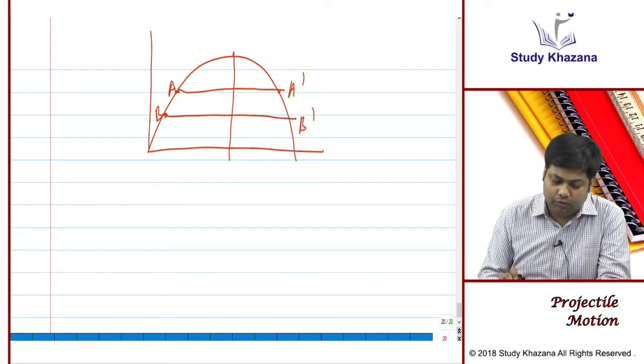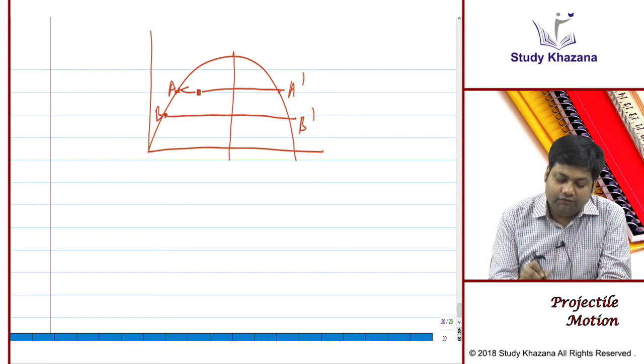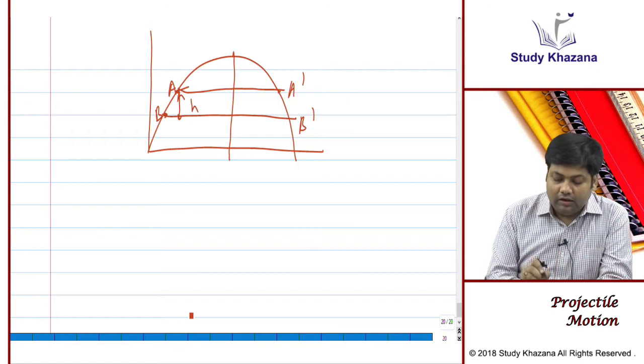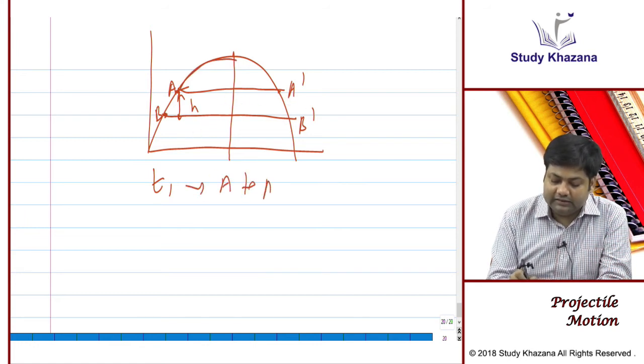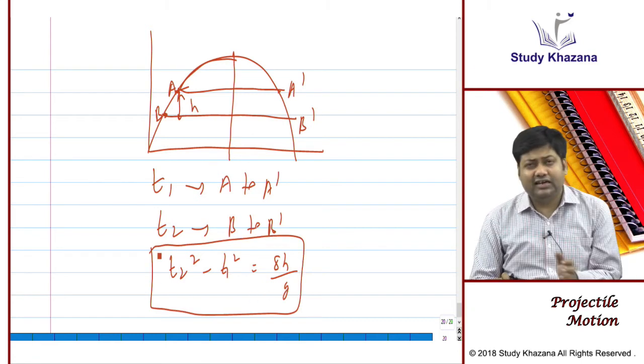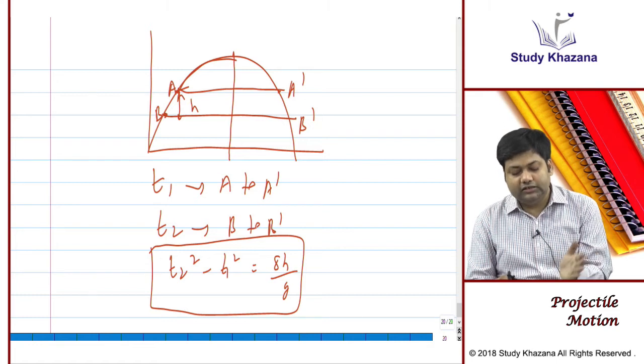If we do so, you realize that from A to A dash, let's say the height difference is h. Now if T1 is the time it takes from A to A dash, and T2 is the time from B to B dash, then T2 square minus T1 square will be 8h by g. With easy mathematics you can derive it, and you can also remember it because this result is critical.